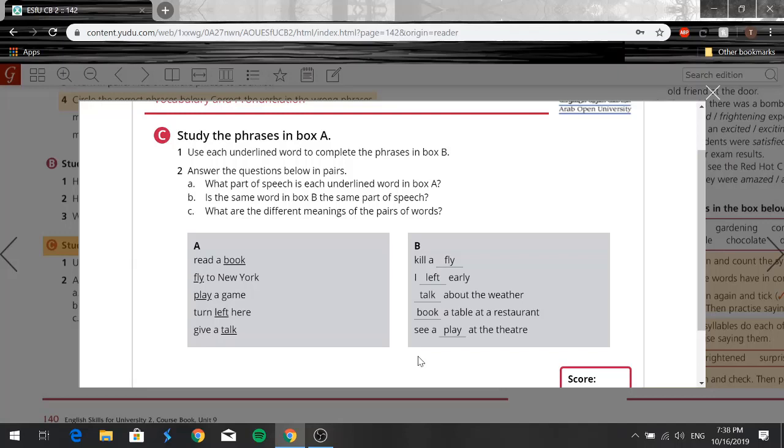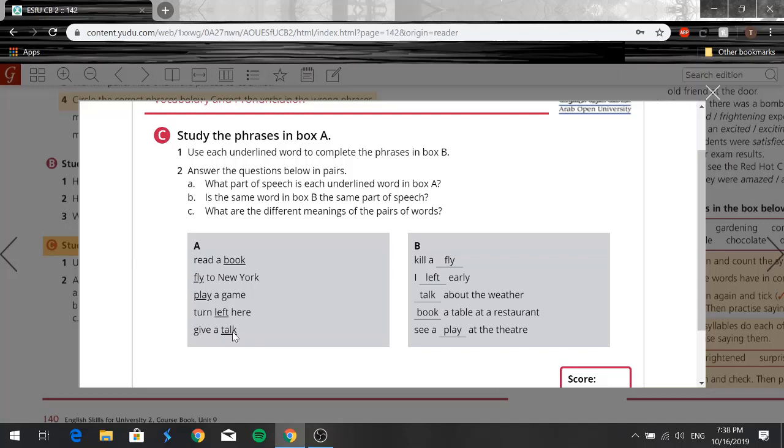Let's answer the questions here for C2. What part of speech is each underlined word in box A? Well, for the first one, we have read a book. A book in this case is a noun, right? Fly to New York. Fly here is obviously a verb. Play a game, that's also a verb, right? Left here is actually an adverb, okay? And talk is a noun.